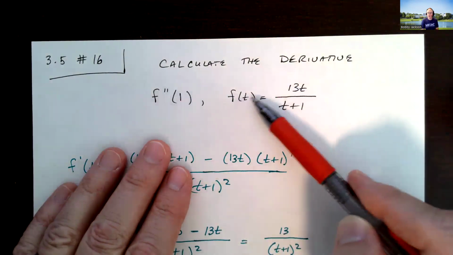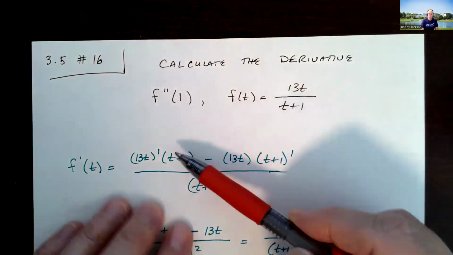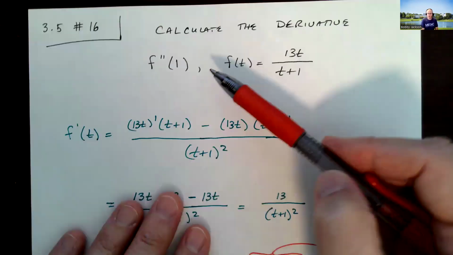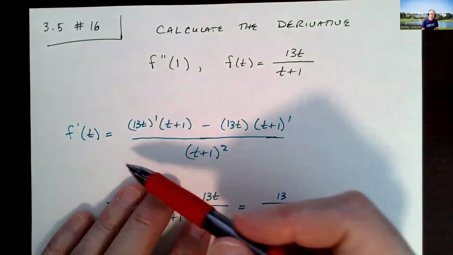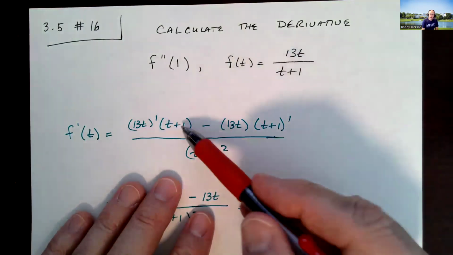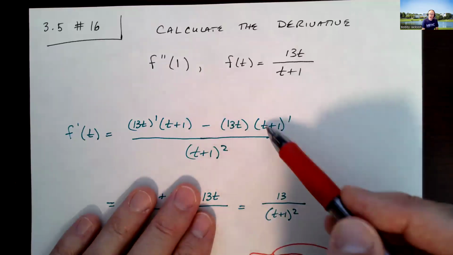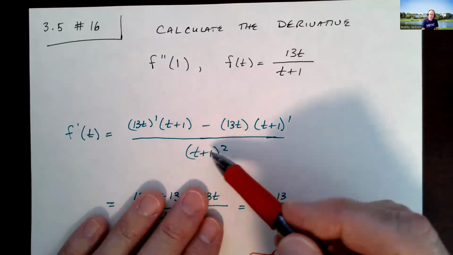Here's our function of t. And because it's a quotient here, we're going to use the quotient rule. So, of course, I've got to find the first derivative and then find the second derivative. So the first derivative will be the derivative of the top function 13t times the bottom function, minus the top function times the derivative of the bottom function, all over the bottom function squared.